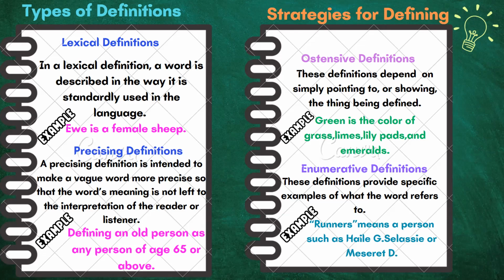And the other one, enumerative definitions. These definitions offer specific, particular examples of what the word refers to, because the meaning of words can be conveyed by examples. And there's an example about it. Runners means persons such as Celestia or Masoret, we can say. Let's move.